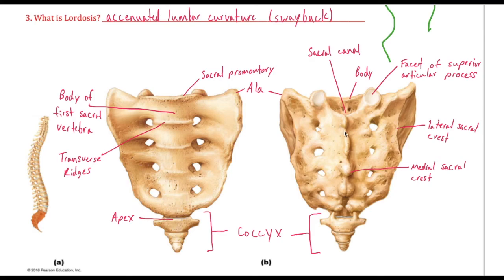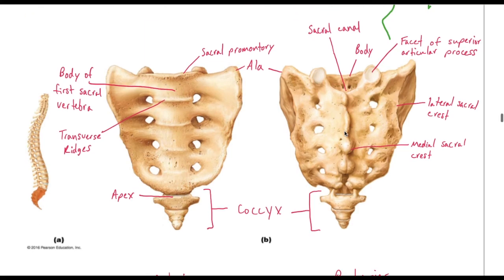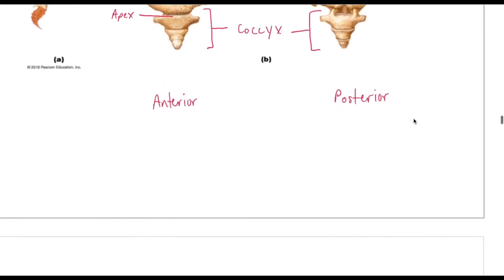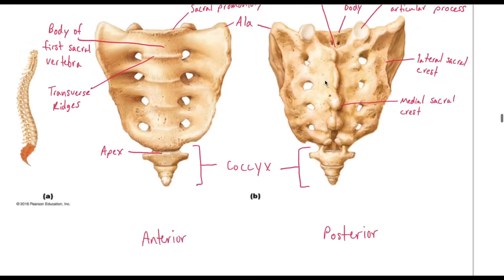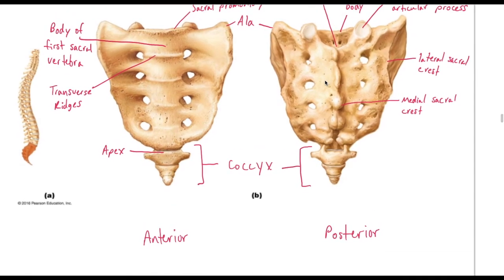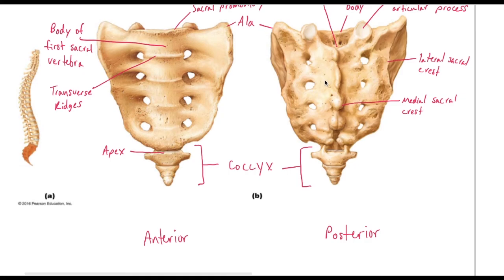These are very, very important for us, as these articulate with our hip bones, as you can see here within our alas. And this is my anterior side and my posterior side. So you can feel your posterior going down into your buttocks. On the posterior side, you can start feeling this medial crest.